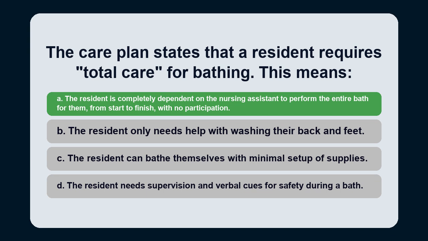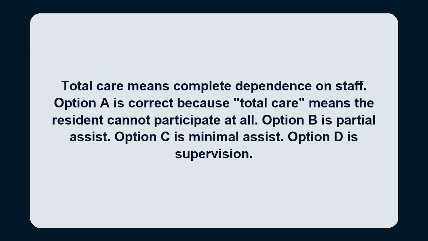The answer is A. Total care means complete dependence on staff. Option A is correct because total care means the resident cannot participate at all. Option B is partial assist. Option C is minimal assist. Option D is supervision.